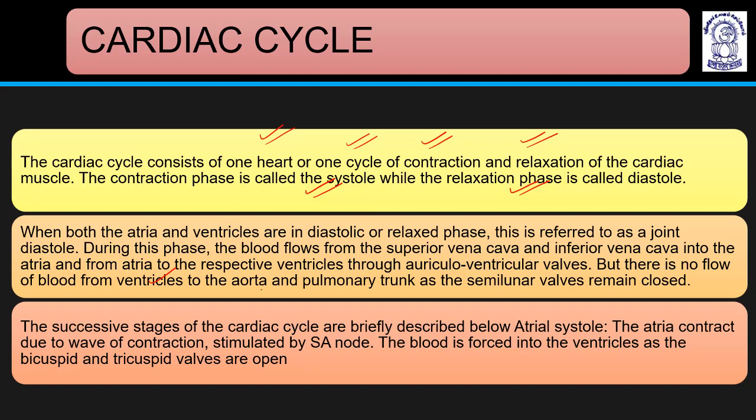The successive stages of the cardiac cycle are described as follows. Atrial systole: the atria contract due to the wave of contraction stimulated by the SA node, the sinoatrial node. The blood is forced into the ventricles as the bicuspid and tricuspid valves are open. So the bicuspid and tricuspid valves are open at the time of atrial systole.